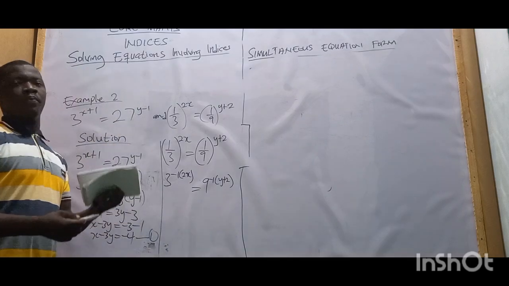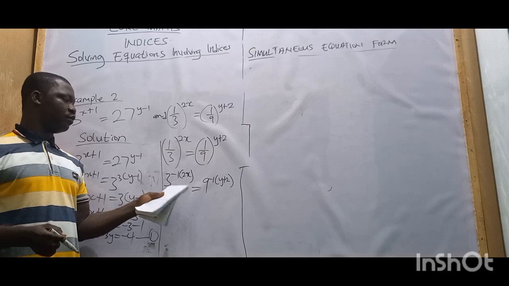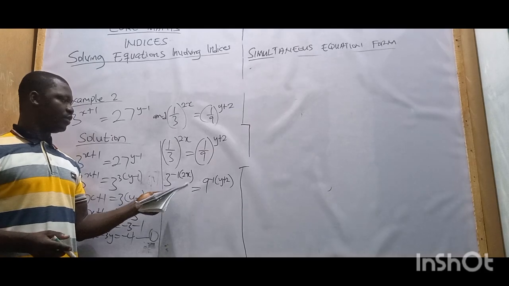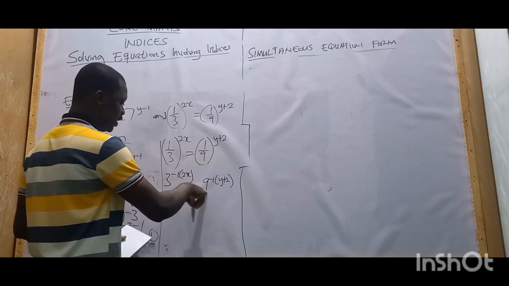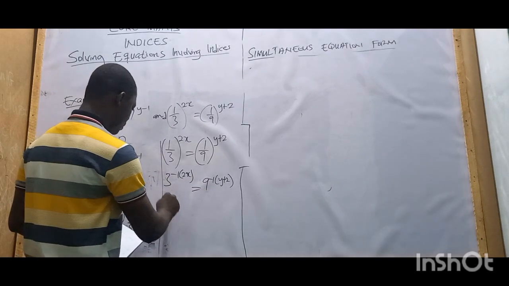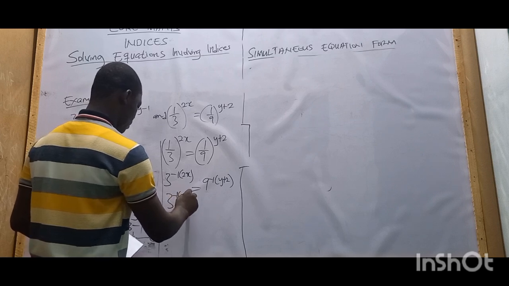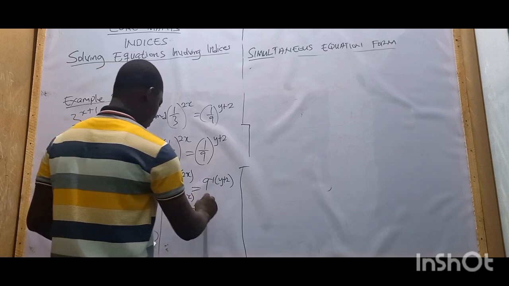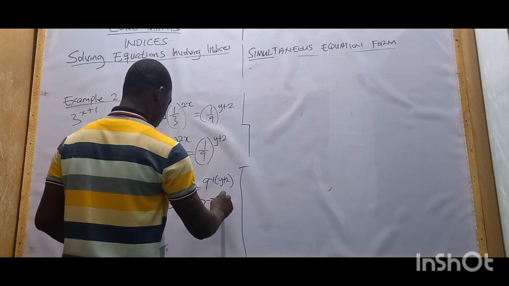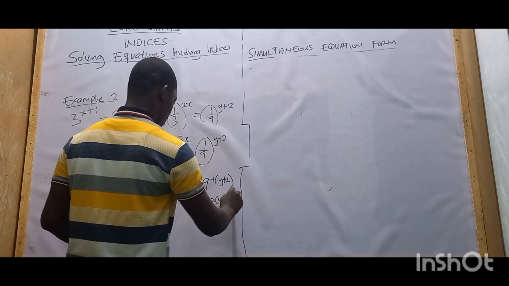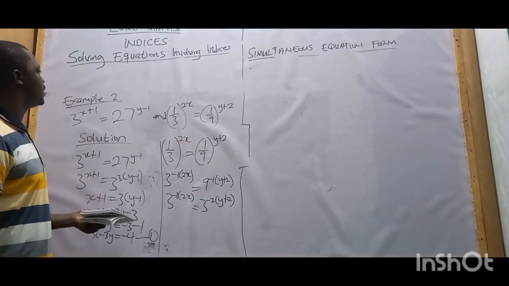Then after that, I'll pick a common base for them. So checking through, the base will be what? 3, right? The base will be 3. So here, 3 is here. So I'll just change this one to 3, right? So now since the bases are the same, I'll equate the exponents and what? And solve.